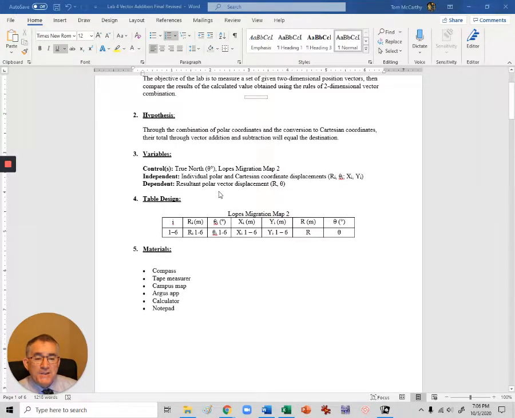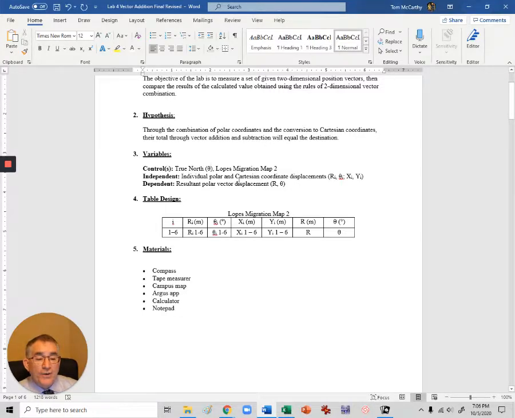So as you can see next, the controls, pretty simple. You could say true north is theta. By the way, theta is the angle. Degrees is the unit. So you don't write theta degrees. You write theta, and then it's like equal to 50 degrees. But it's not theta degrees. Anyway, the only one that really needs to be there is the Lopes migration map. And maybe your elevation, but we do live in the valley, so things are pretty flat.